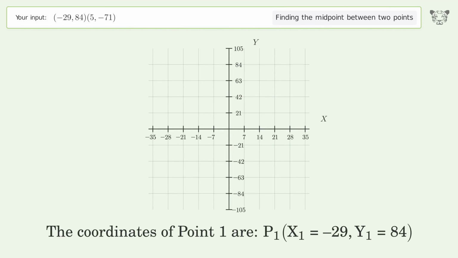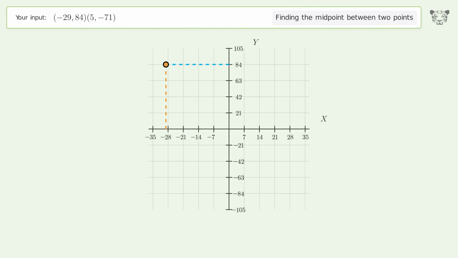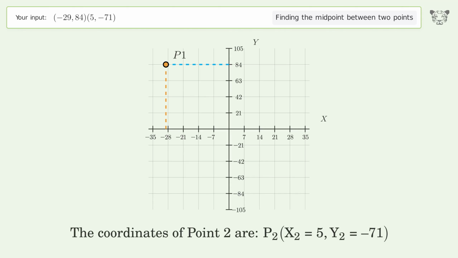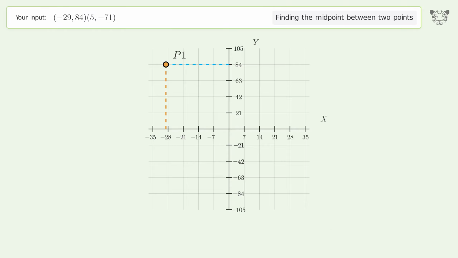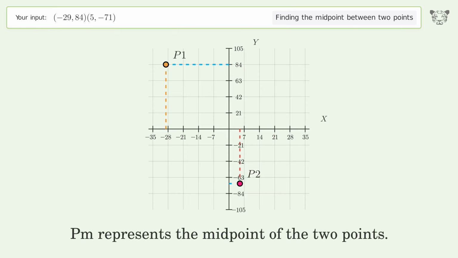The coordinates of point 1 are, x1 equals -29, y1 equals 84. The coordinates of point 2 are, x2 equals 5, y2 equals -71. PM represents the midpoint of the 2 points.